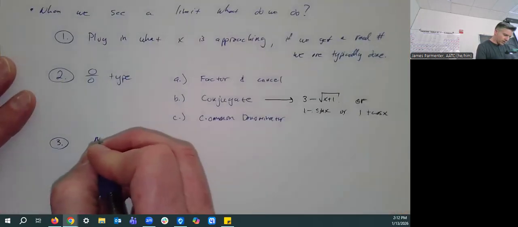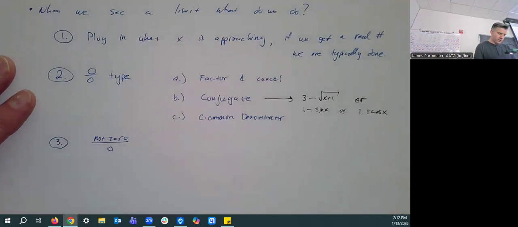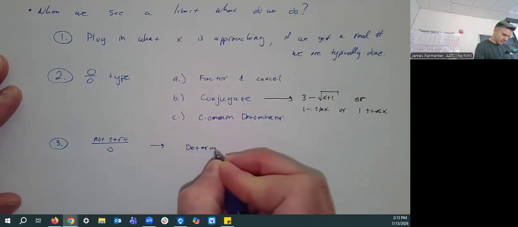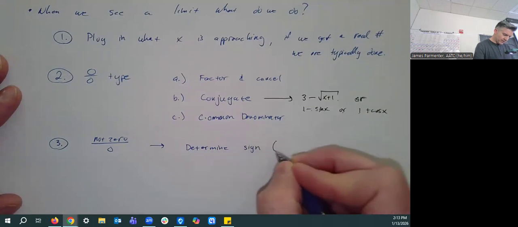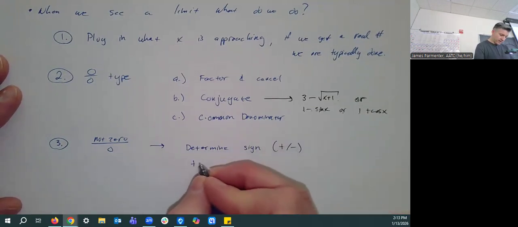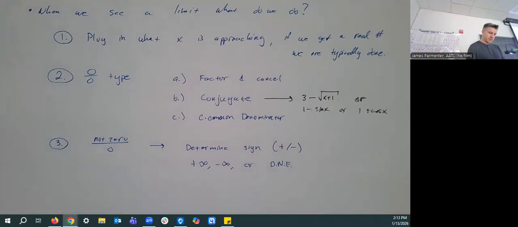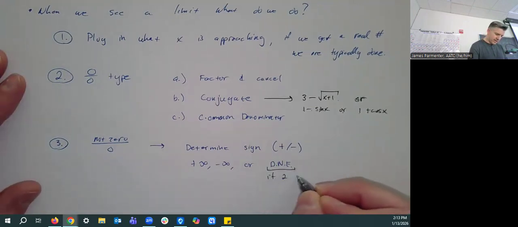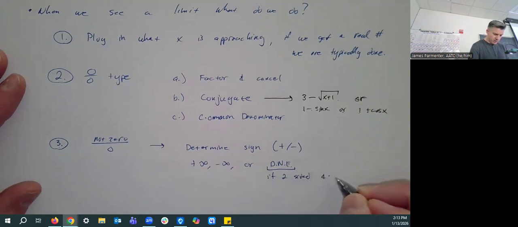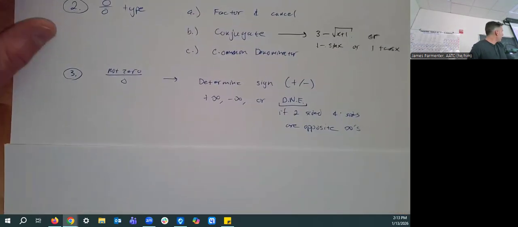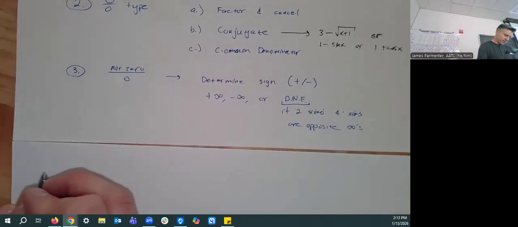If you have a not 0 over 0 type, then your job typically is to determine the sign, whether it's positive or negative, and then your answer is either positive infinity, negative infinity, or does not exist. Does not exist specifically if it's two-sided and the sides don't match, or opposite infinities. So let's actually continue with that because I feel like I should say more about that because those happen quite a bit. So let's look at another example.